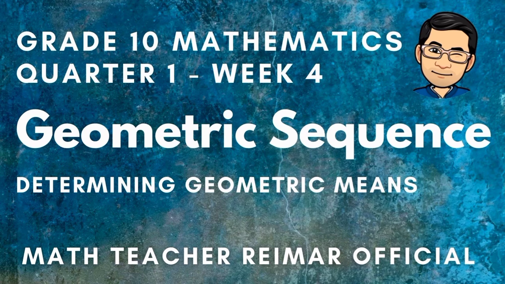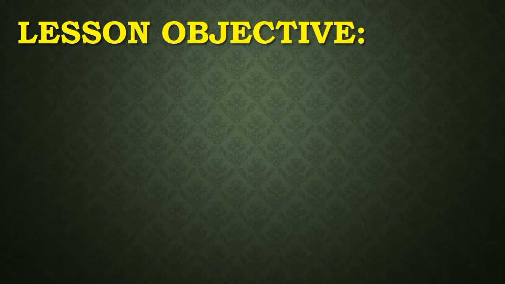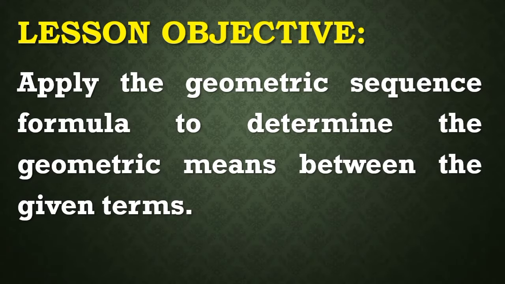So after we discussed determining the nth term of a geometric sequence, wherein we used the nth term, the first term, the ratio, and the position, for this particular video lesson we will be discussing geometric means. So if we have arithmetic means, we also have geometric means. So let's start. Our lesson objective will be to apply the geometric sequence formula to determine the geometric means between the given terms. Later you will see the difference between arithmetic means and geometric means.